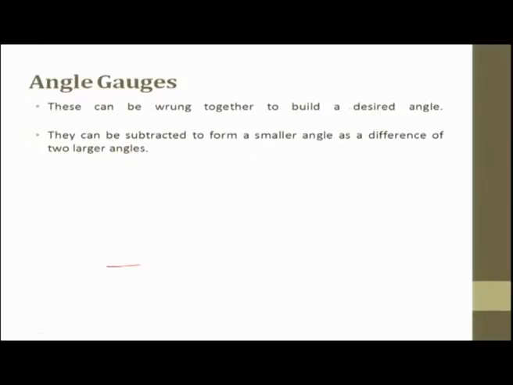So, what we are trying to say is you can have a block, and then you can have another, so this entire thing will now be 35 degrees. This is a 30-degree block and this is a 5-degree block, or a slip gauge, whatever we are talking about. This is a 5-degree addition.